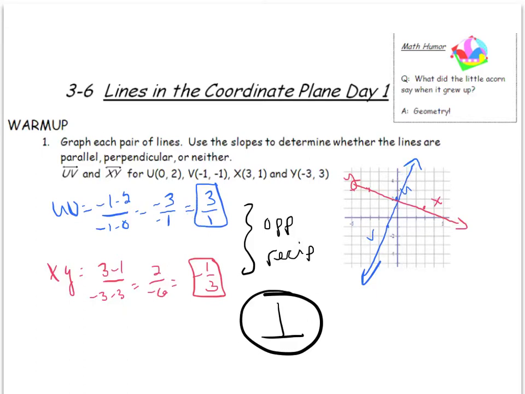And when you graphed XY, you got the slope of negative 1 over 3. Well, what happens is you end up with opposite signs. One's positive, one's negative, and they're reciprocals of each other. Therefore, these are going to be perpendicular. Ooh, excuse me.